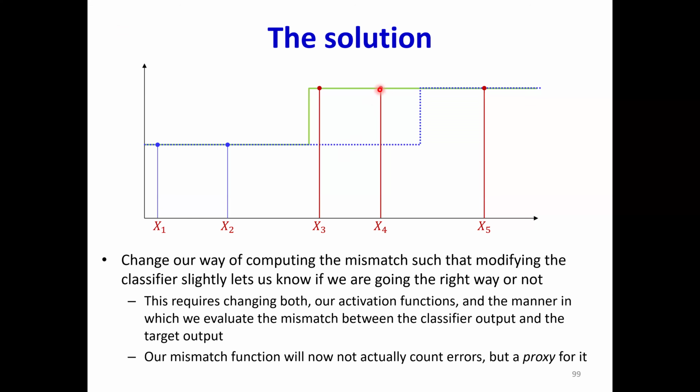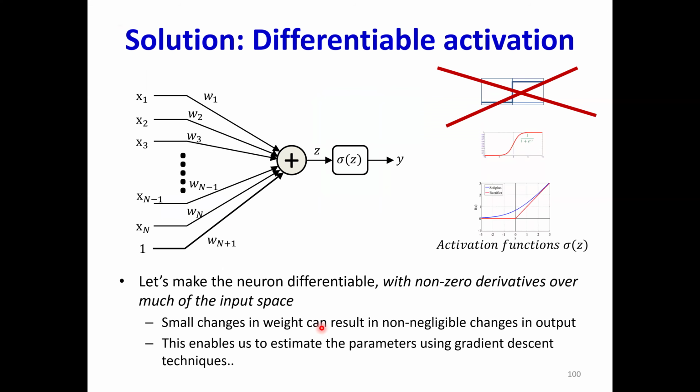For a classifier, what we did was to count the number of misclassifications in what we just saw. We are going to change that. We're going to change the activation, and our mismatch function will now not actually count the errors, but a proxy for the errors. So instead of having a threshold activation over here, we are going to make this neuron differentiable with an activation function that has non-zero derivatives in most places, like a sigmoid or one of these activations. And so here, small changes in weight can result in non-negligible changes in the output. This, of course, requires us to estimate the parameters using gradient descent, but we'll see that again.